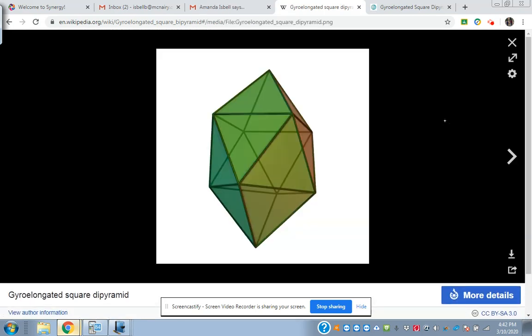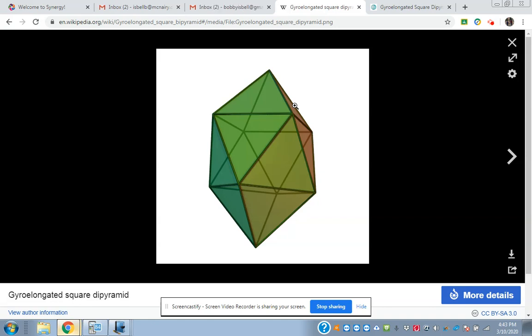Okay. So it's kind of crazy in the fact that it has a square on each end. You can kind of see it. It's hard to see there, but look right here. There's where the square is for the pyramid, down here on the bottom, right there. It's kind of hard to see, but the gyro elongated part is it inserts triangles in the middle of it. So it's just a weird shape.